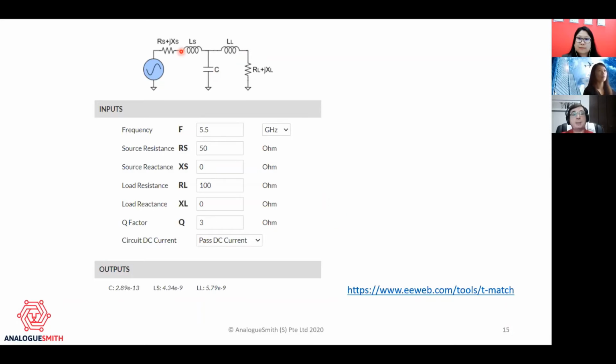In this case, we have a T matching network. We pass DC current, so we've actually got 2 inductors and a capacitor. And we're moving from a 50 ohm source to 100 ohms over on the load. So source resistance is 50 ohms, and we're using 100 ohms here. And it gives us these three values. So capacitor of about 0.3 picofarads, inductor of 4.3 nanohenries, and an inductor of 5.8 nanohenries.